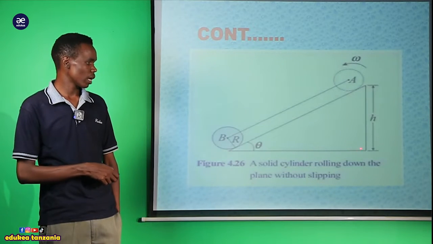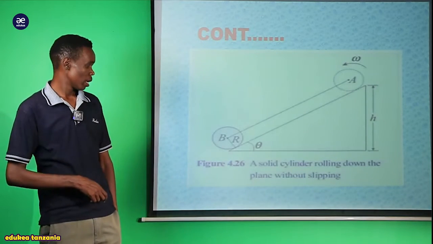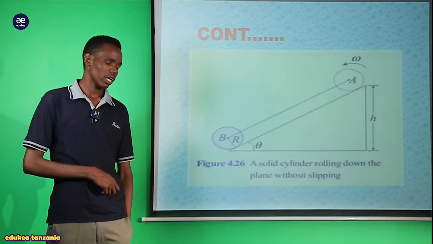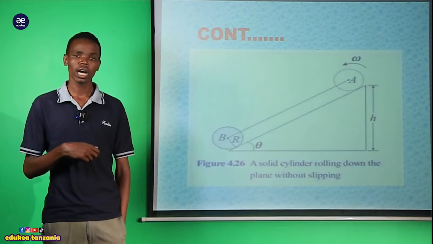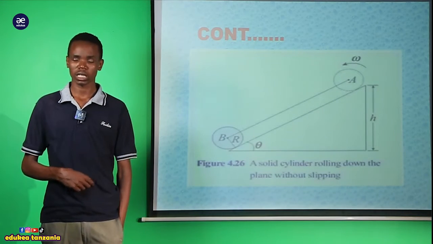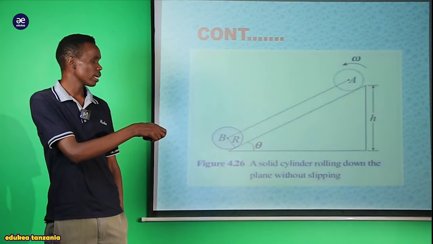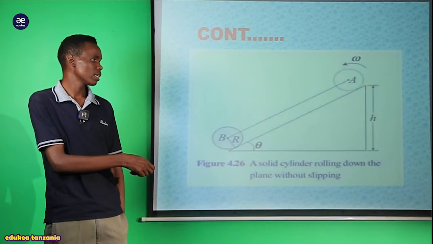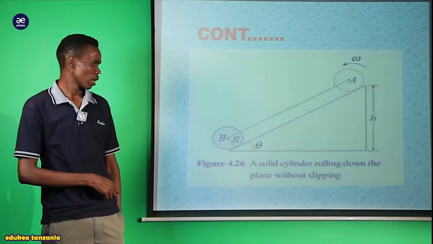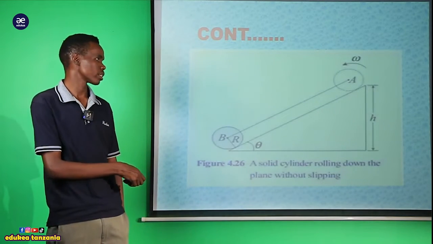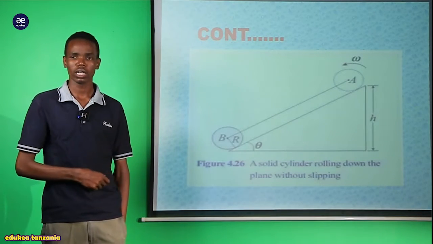Now imagine we have this inclined plane, the figure that we have been given in our example here. So our figure number 26 for our fourth topic explains a solid cylinder rolling down the plane without slipping, in a roll without slipping. So we have the inclined plane. This inclined plane has the height h, and also has the horizontal distance. Finally, it has the length, this is the length along the inclined plane.